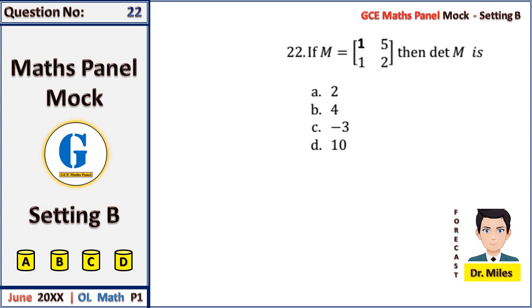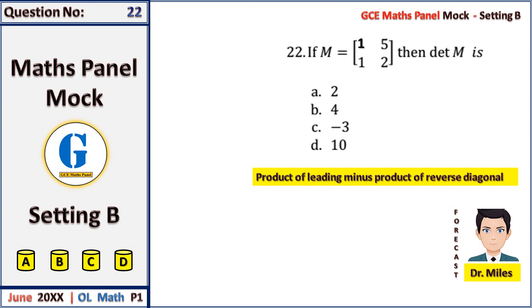22. If the matrix M equals [1, 5; 1, 2], then the determinant of M, which is the product of the leading diagonal minus the product of the off diagonal, is given by 1 times 2 minus 1 times 5, and that gives us minus 3.